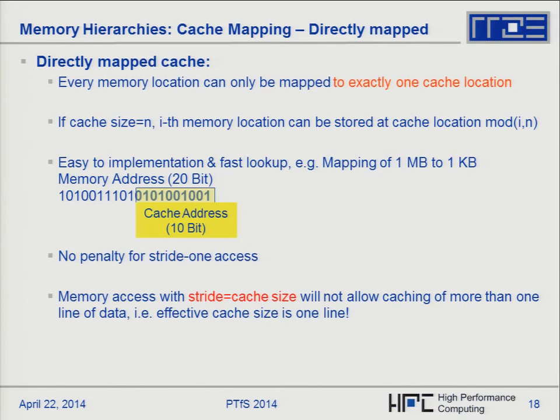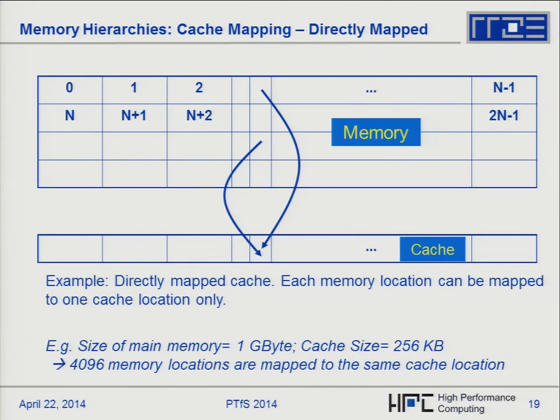But it is easy to implement because all you need to do is separate off the lowest 10 bits in this case. This is your address in the cache. This is where your data goes, period. No decisions to be made, hardwired in the hardware. This is what it looks like.